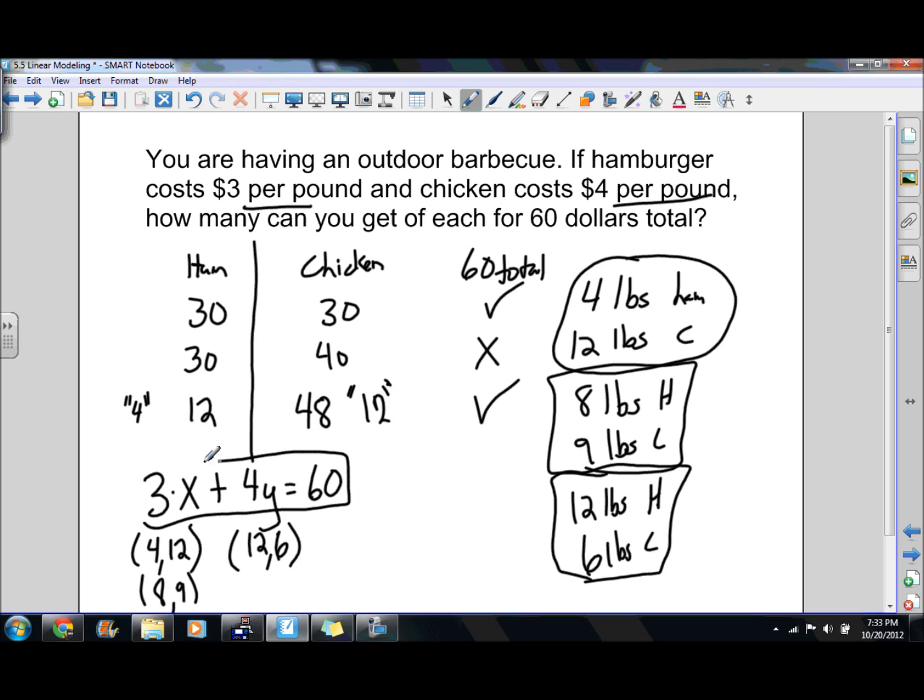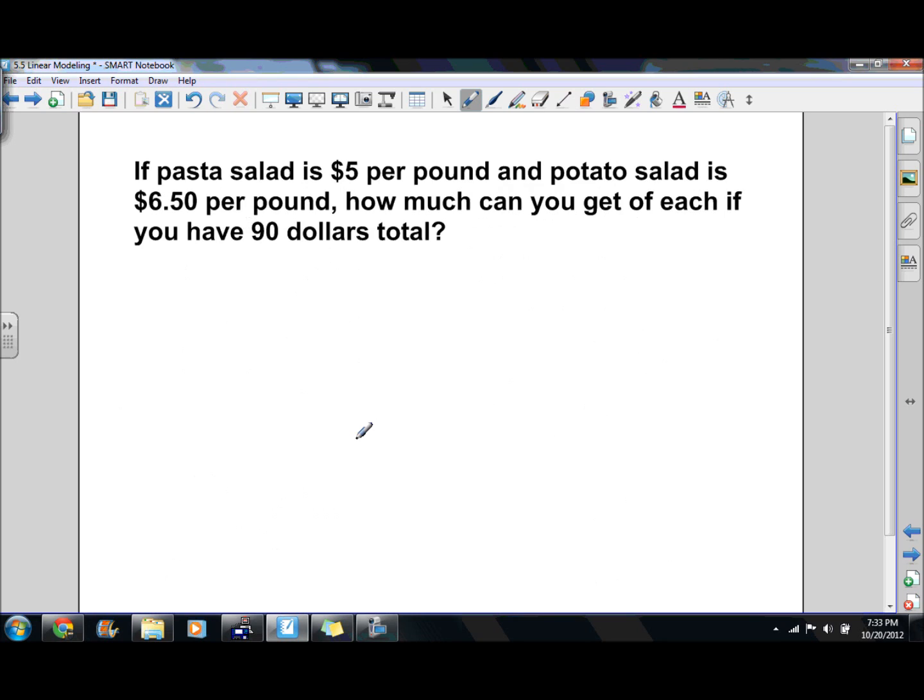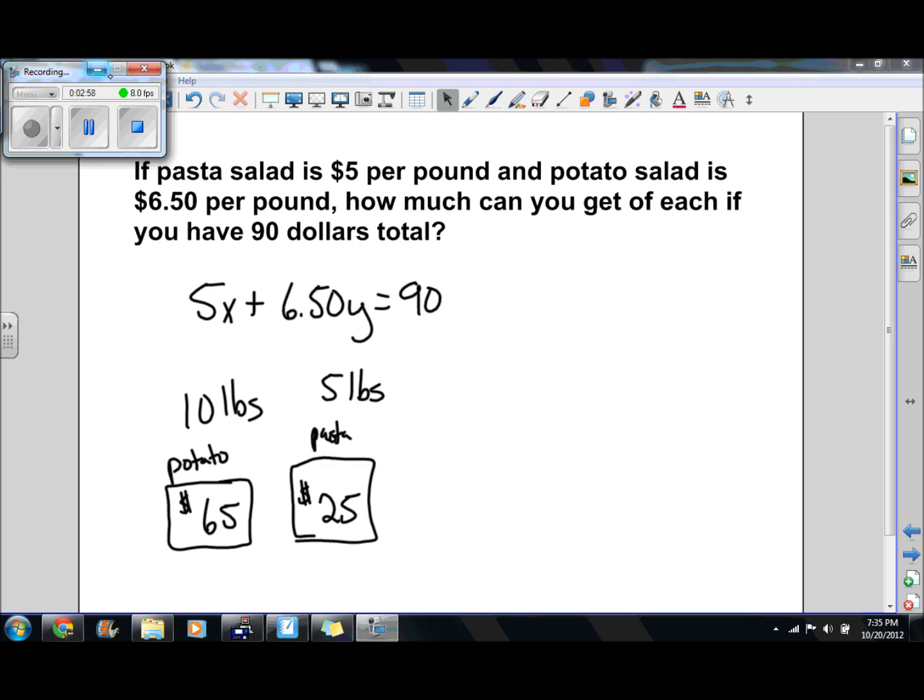So this is a nice little equation method. Because these are per, you can just do 3 times the number plus 4 times the number gives you a total. Or you can do a table method. Either way is fine. So I'd like you to try this one on your own and see how you do. Okay, this is a nice tricky problem. Okay, and this is about as difficult as I will possibly get.